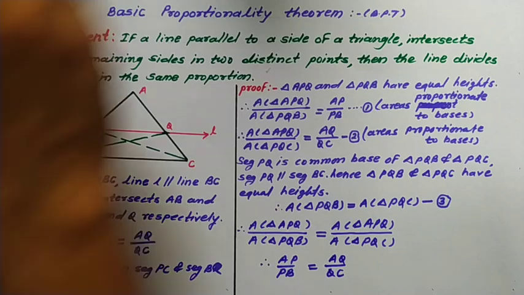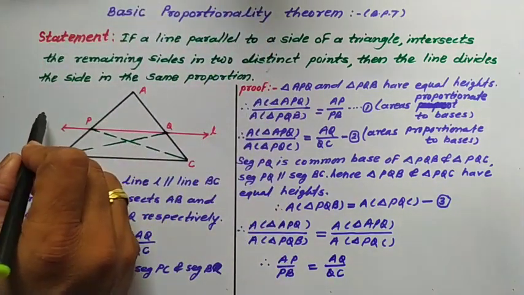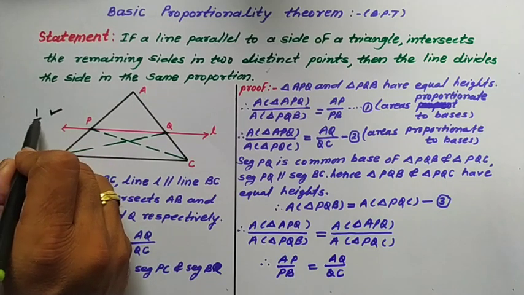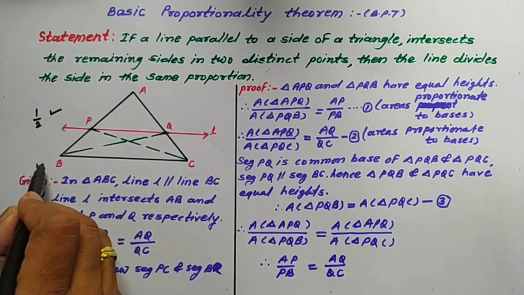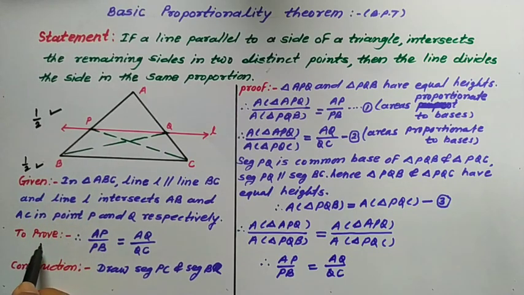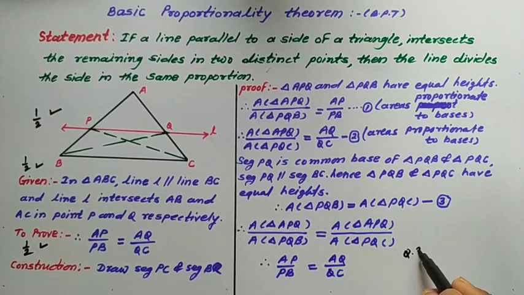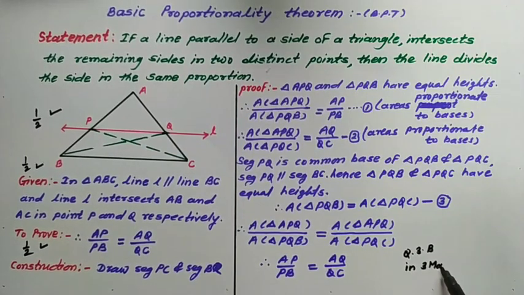In the marking scheme of this theorem, drawing the diagram is half mark, writing the given is half mark, and writing the to prove is half mark. This theorem is asked in your question paper as question number 3B for 3 marks. One theorem must be asked compulsorily in our question paper, in question number 3B.